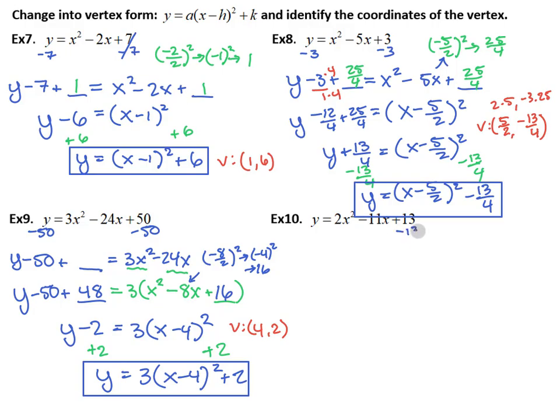Last one, subtract 13. Y minus 13. And we'll leave some room. We'll come back and talk about our blank there. Equals 2x squared minus 11x. And here's where I said no matter what our a value is, we're going to divide a out of both of these. So we're going to factor out a, or divide a out of both. That gives me negative 11 halves x plus blank.